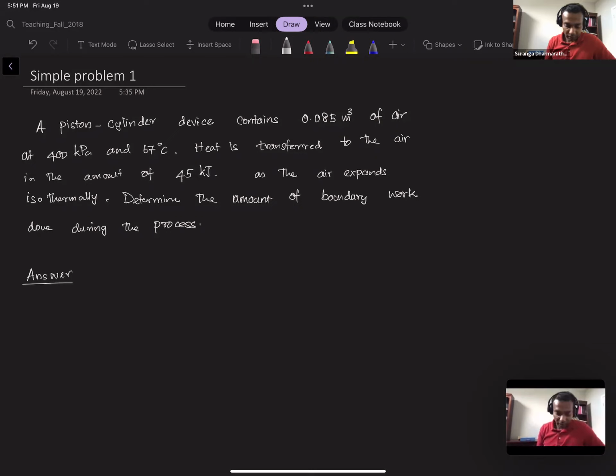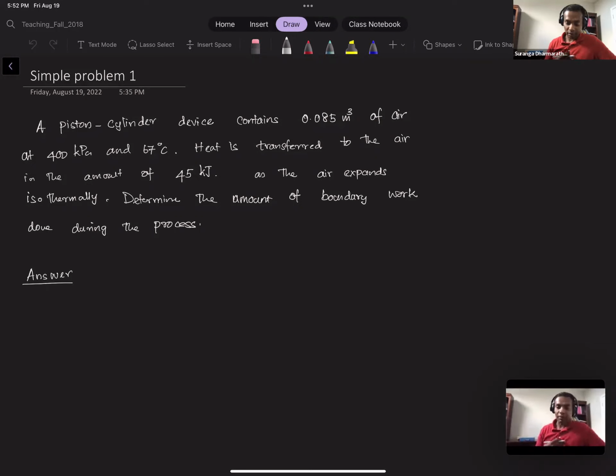As the air expands isothermally. So when heat is transferred to the piston cylinder device, the air expands isothermally. Let's see what an isothermal process is later on. Determine the amount of boundary work done during the process. Very simple, straightforward problem, but let's see how this can be solved. We solve this kind of problem step by step.